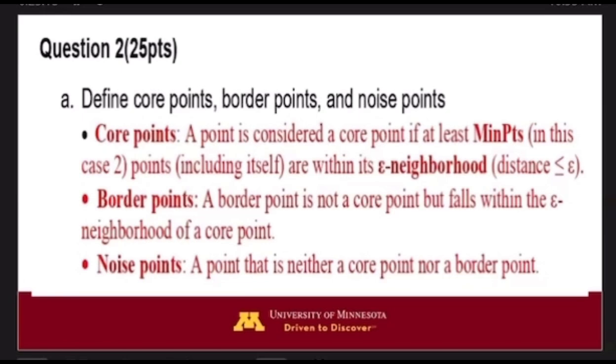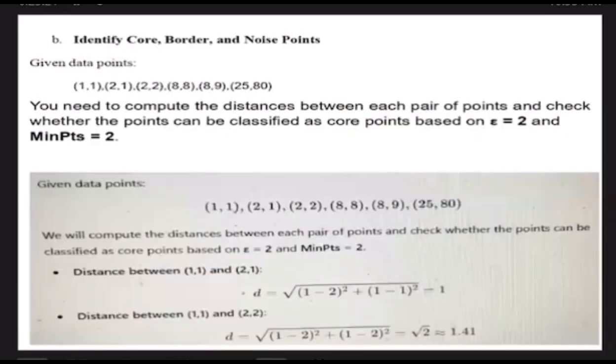But I'm concerned about this. I'm going to give you data sets that look like these. Given these data points, 1, 2, 1, and so on, up to 25, 80, you need to compute the distances between each pair of points and check whether a point can be classified as a core point. I'm going to give you the 2 parameters. Does that make sense? Imagine if I don't give you the 2 parameters, you're all going to get different answers, right?